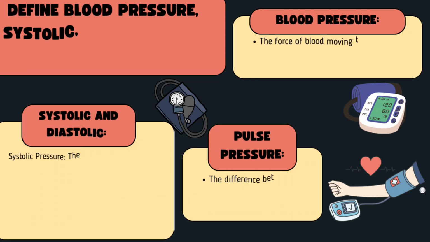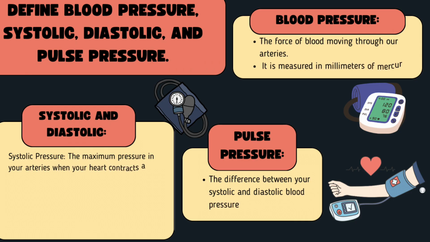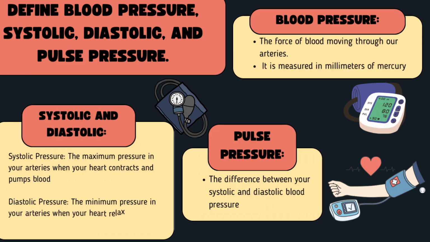Next, we will be defining blood pressure, systolic, diastolic, and pulse pressure. Blood pressure is the force of blood moving through our arteries. It is measured in millimeters of mercury. Systolic pressure is the maximum pressure in our arteries when our heart contracts and pumps blood. Diastolic pressure is the minimum pressure in our arteries when our heart relaxes between beats. Pulse pressure is the difference between our systolic and diastolic blood pressure.